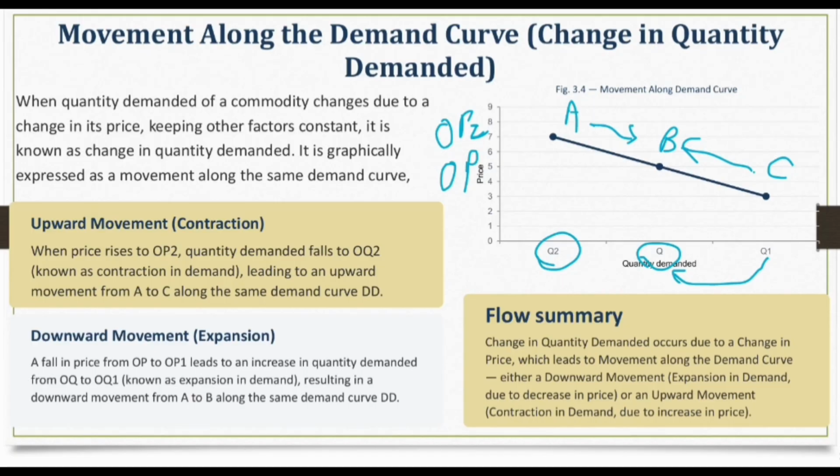Downward movement, if I talk about, is known as expansion. So a fall in the price from OP to OP1. So OP1, let us suppose, is 3. Okay. Now our quantity demanded has increased from Q to Q1 and my point has shifted downward. So this is expansion, and the earlier upward movement was contraction, right? So change in quantity demanded occurs due to change in price, which leads to a movement along the same demand curve, either a downward movement known as expansion in demand due to decrease in price, or an upward movement known as contraction in demand due to an increase in the price.